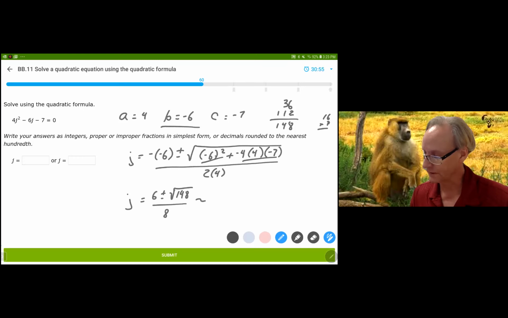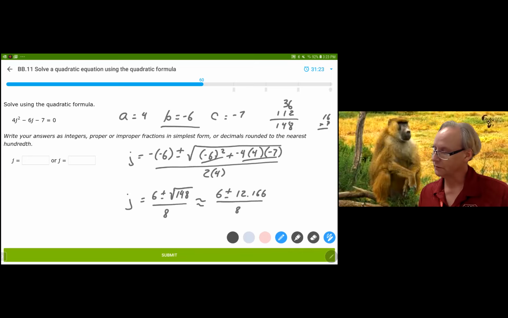I'm going to be really lazy and do 6 plus or minus the square root of 148, which is going to be 12.2 more or less. Let's see, square root of 148, 12.166, if I round it, over 8.